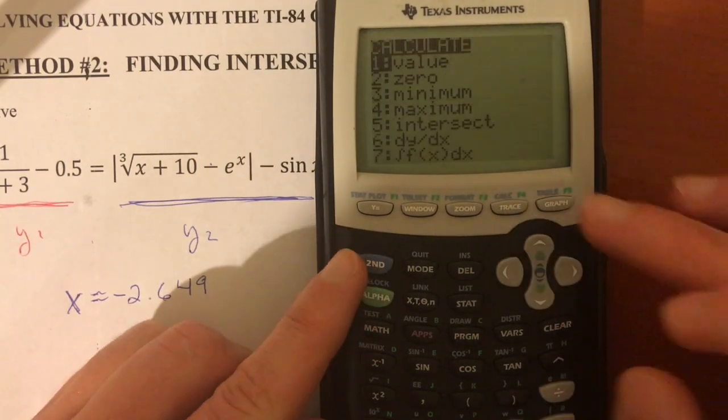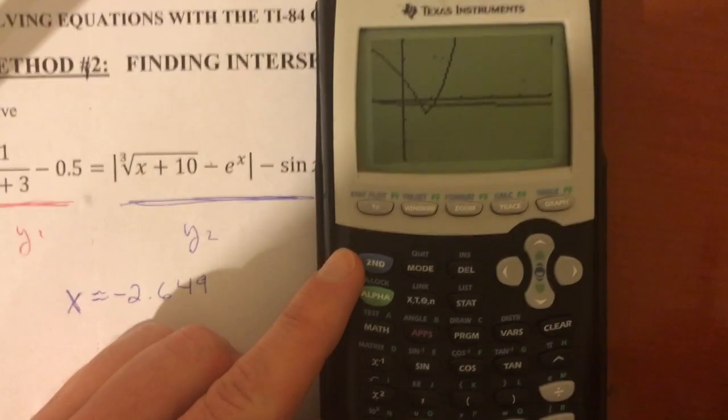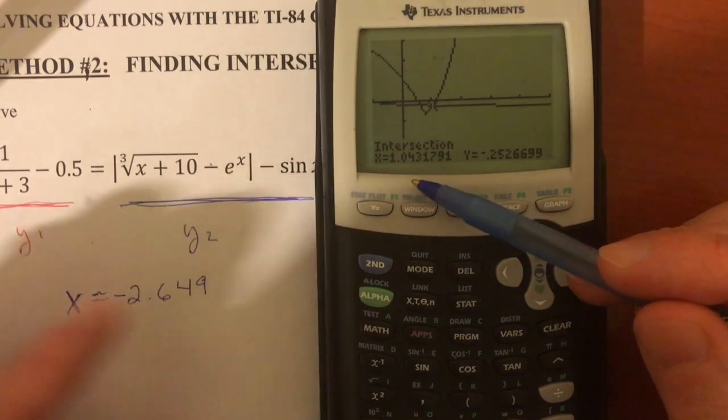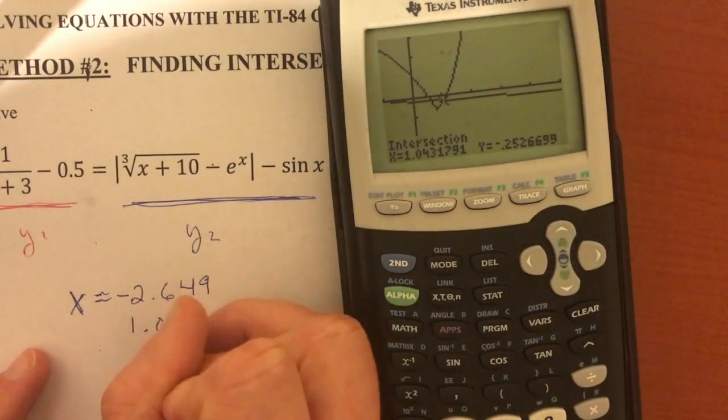So second trace, intersect, enter, enter, enter. It's going to go to the closest one, which would be that one, I would imagine. And x is about 1.043.